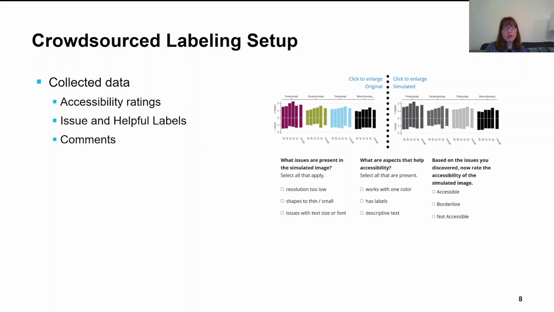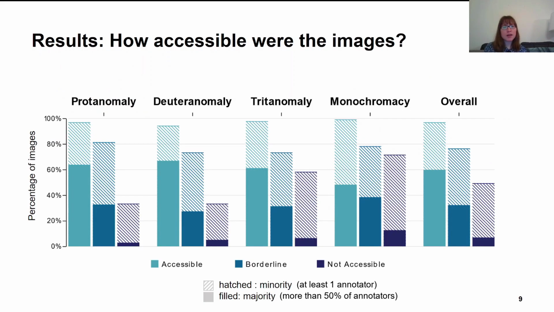How was the crowdsourced labeling set up in detail? Crowdworkers saw the original image and the simulated image side by side and could provide annotations regarding the present issues and helpful aspects. And also they could rate the simulated images' accessibility and provide comments for us. Let's jump directly into the results.